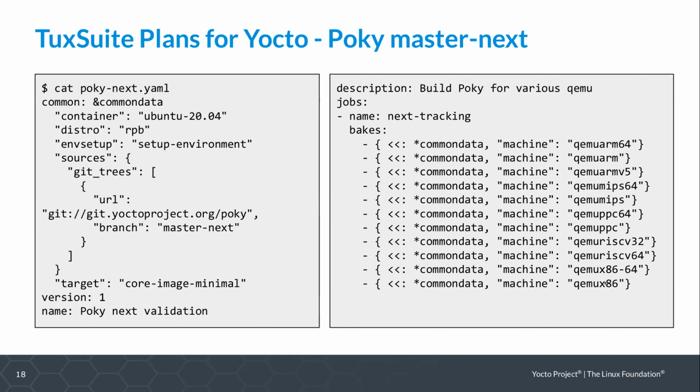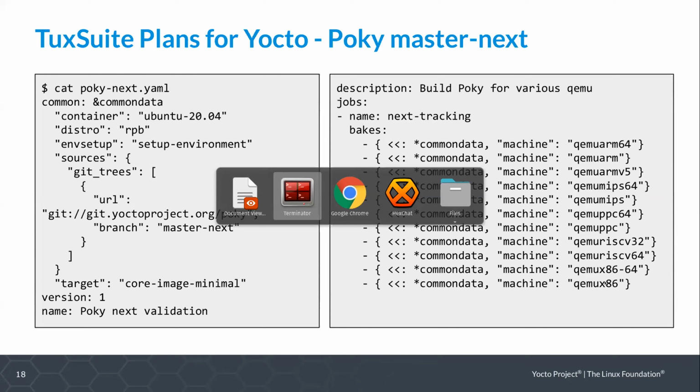So this is a single plan file, and once you submit with TuxSuite plan and this file name, it will launch 11 instances, do these 11 builds, and get back the results for you. And if you hook this up with the master next tracking in your CI setup, it will do these builds for you and give you results in a much easier readable format.